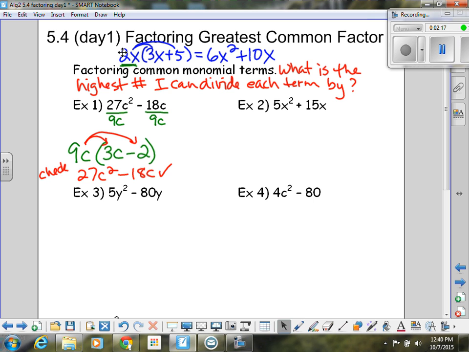All right, so let's look at this next one, example 2. I'm going to divide both of these. What goes into both 5 and 15? So that would be 5. And each of them have an x, so I'm going to divide each of them by an x. So the 5x goes in front of the parentheses, and what goes inside is what's left over after I divide. So 5x squared divided by 5x, that's just 1x. And then 15x divided by 5x, that's just 3. So that would be my factored version.